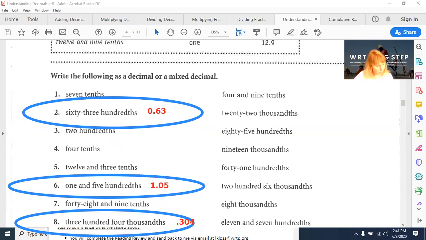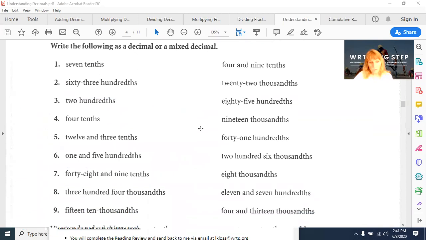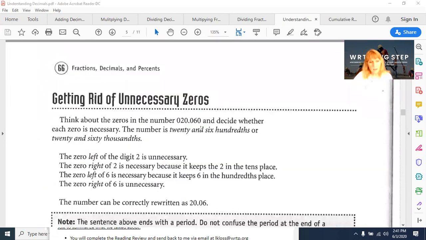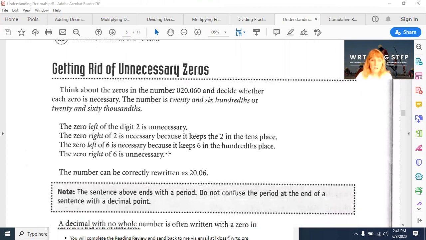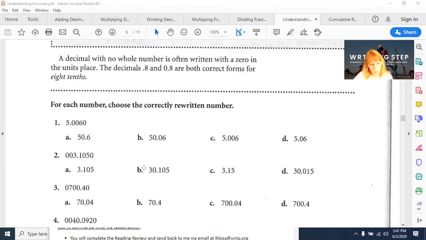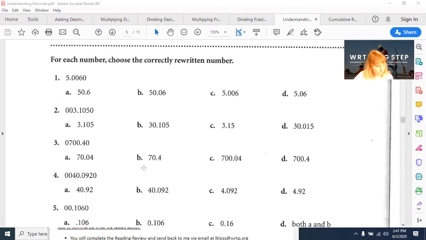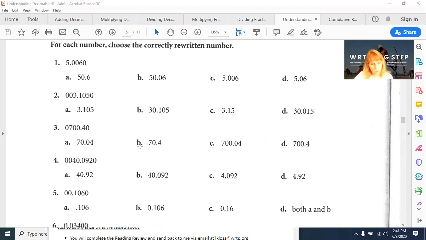Let's try page 66. Clear this and move down a little bit here to page 66. So with decimals, there's times when you can get rid of unnecessary zeros. That is if the 0 is before the number or after the number, but you can't get rid of zeros in between the decimal or between numbers. So let's see how that looks as an example. So number 1 and number 5. Let me just scroll up just a little bit. So we're going to do number 1 and we're going to do number 5.